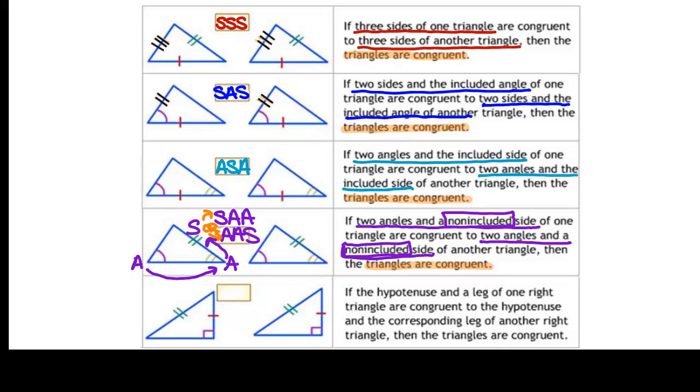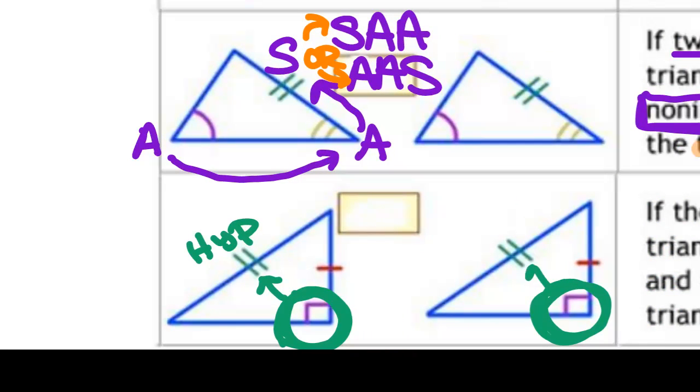And then our very last one down here, what do you notice in the corner on both of these? Right angles. This last one can only be used with right triangles. If it's not a right triangle, this fifth option does not exist. What do we call the side of the triangle that is opposite the right angle? Has a long name, starts with an H. Hypotenuse. And this is the hypotenuse. And over here, opposite the right angle, this would be the hypotenuse as well.